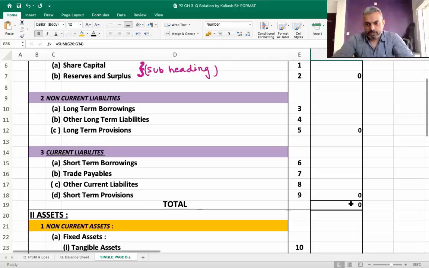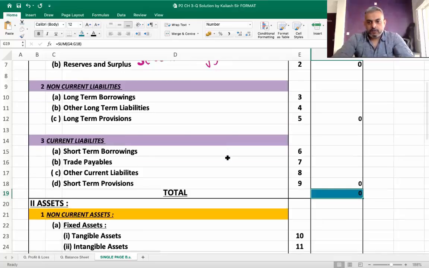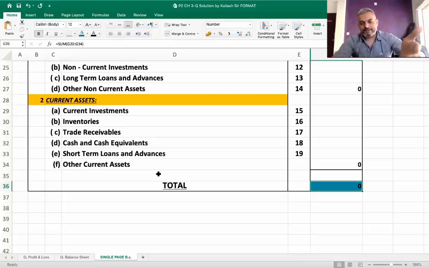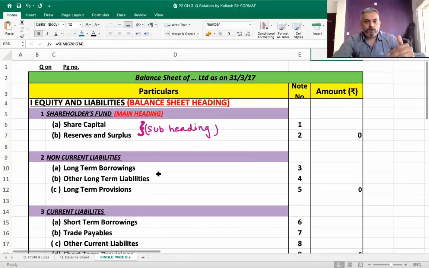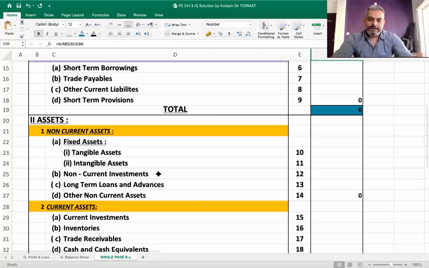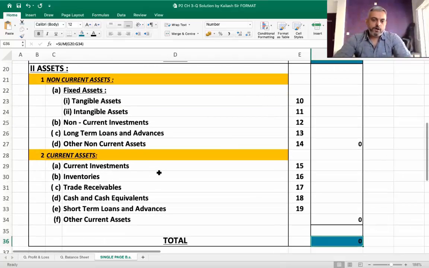Now this total over here and this total over here should match. And that is how we say the balance sheet tallies. So that is how it should match. Your LHS should be equal to RHS, and over here your equity and liabilities should be equal to your assets. So this is how you have to make the format and you have to learn it.